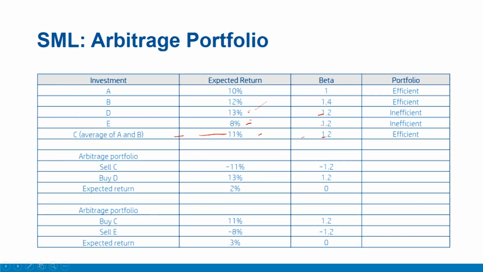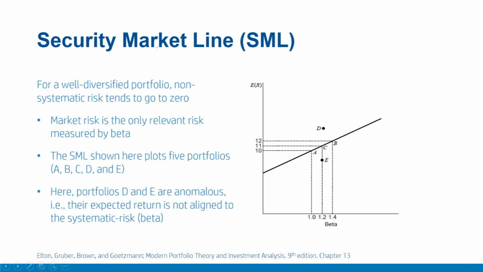Let us visualize this. Here, for a well-diversified portfolio, non-systematic risk tends to go to zero and market risk is the only relevant risk, which is measured by beta. So we plot all the securities on expected return in beta space. Securities A, B, C, D, E are plotted. As we discussed earlier, D and E are anomalous. D is above SML and E is below SML. So they are not aligned to this SML line.